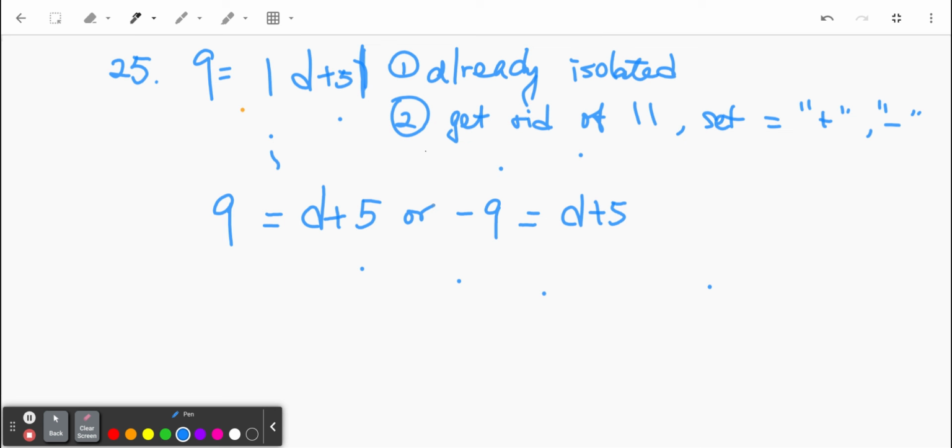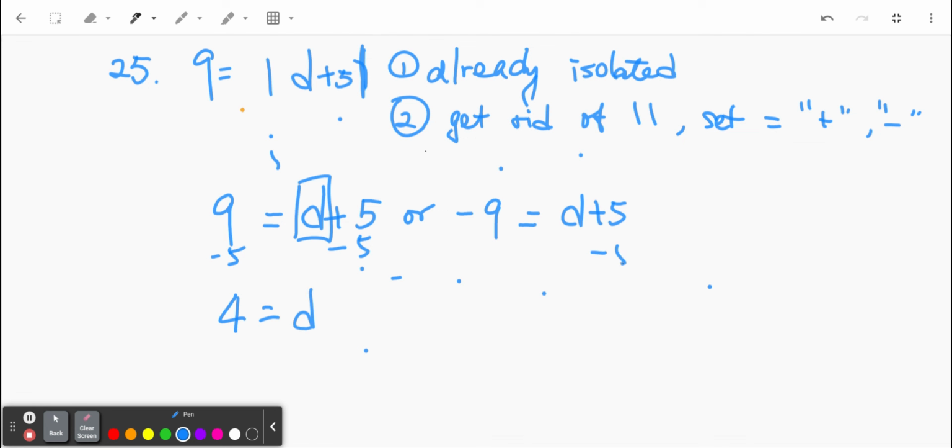The first one, you isolate the D. When you isolate the D, what do you have to do? You have to subtract, get rid of the number farthest away. That's right. So to isolate the D, you get rid of the 5 by subtracting 5. So 4 is equal to D.